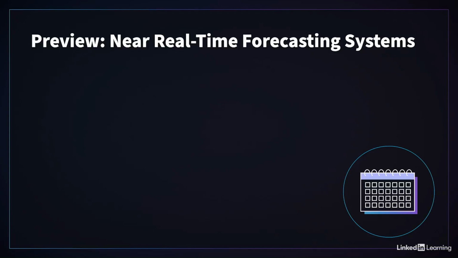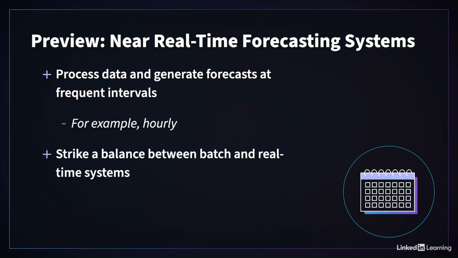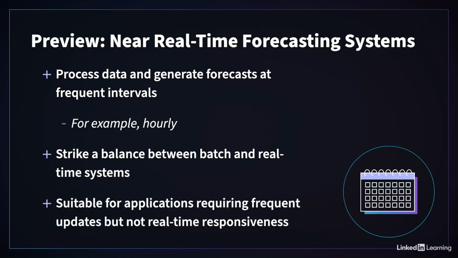We will cover them in even more detail in the next chapter, but here's a little preview. These systems process data and generate forecasts at frequent intervals, like every hour, minute, or even every couple of seconds. Near-time forecasting strikes a balance between batch and real-time systems. It's suitable for applications that require frequent updates but don't need real-time responsiveness.